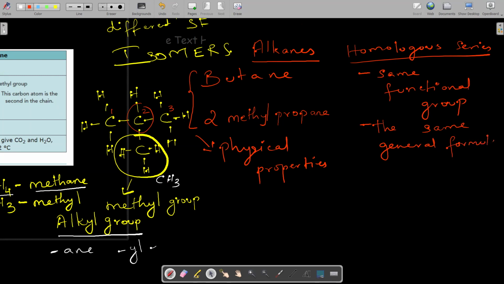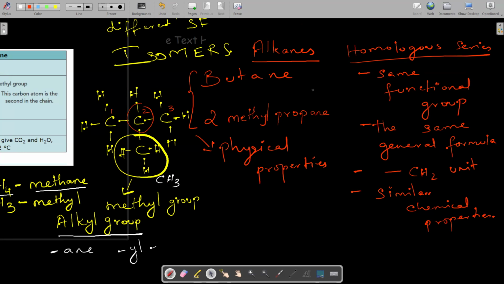You have to learn this. And the members differ from one to the next by a CH2 unit. We discussed this in detail in the previous video. If you have missed that out, do watch it. And there is a consistent trend in physical properties with increasing molecular size. They will have similar chemical properties.